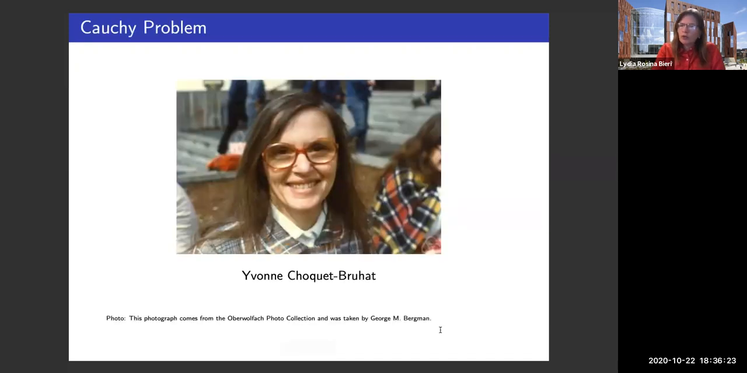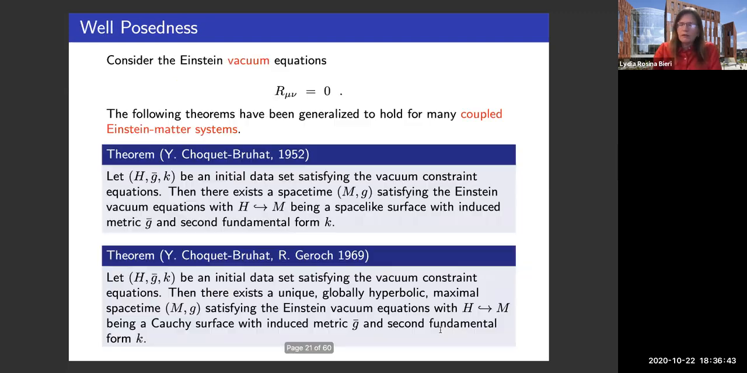So this is Yvonne Choquet-Bruhat. She is a pioneer in general relativity, and she proved the following two theorems. I'm going to leverage here a little bit. I'm not going to go into the deepest math details, but I want to show you the beauty of the hyperbolic equations at least a little bit. So here is what she did.